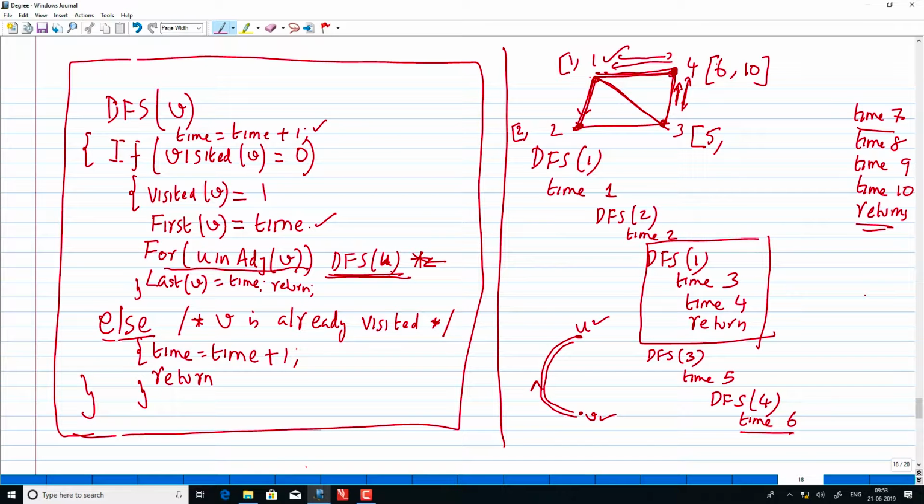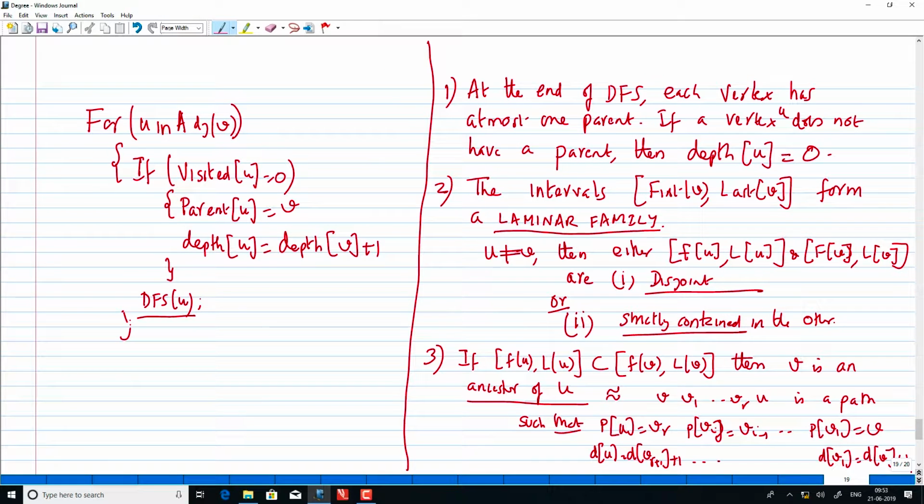Then I inspect the adjacency list. What is in the adjacency list of this vertex? Definitely B is there. So this for loop will pick B. It will see visited is 1, so it won't execute this. These two it won't execute, but it will do DFS of B.